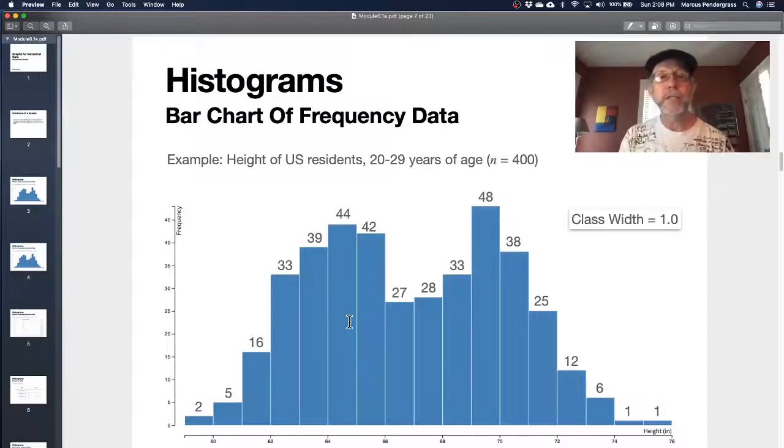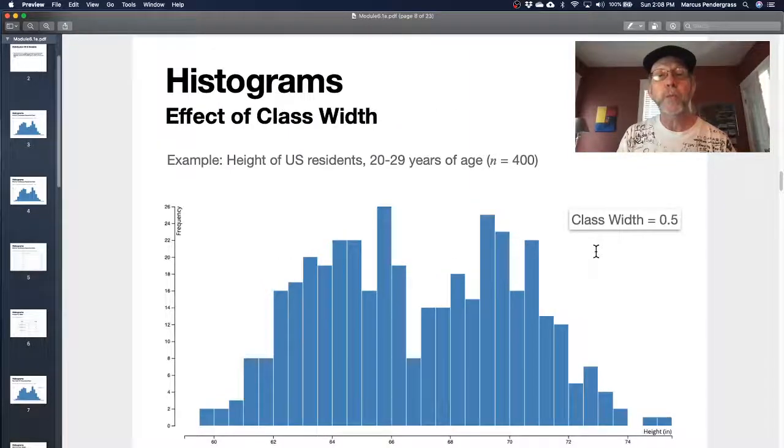And that's what gives us that histogram. But you could choose a different class width. Let me just show you what this same data set would look like if we built a histogram with a class width of 1/2. So there you see that.